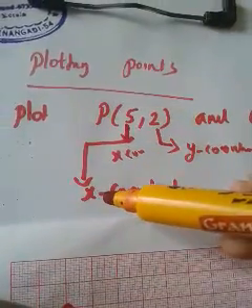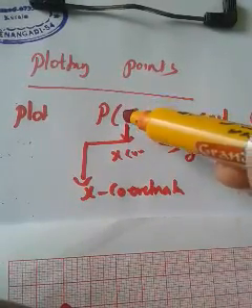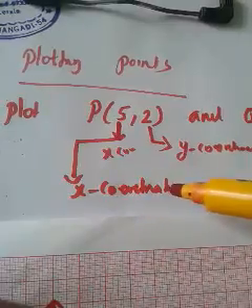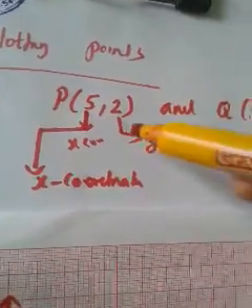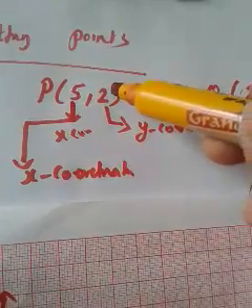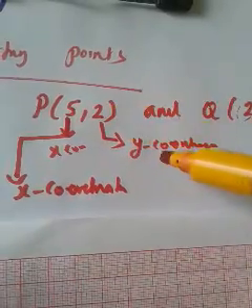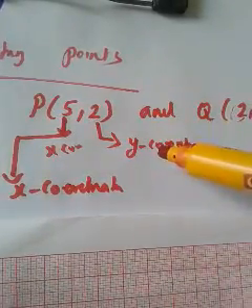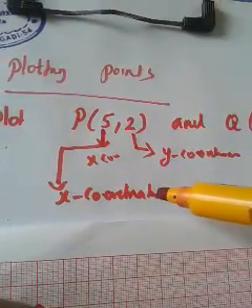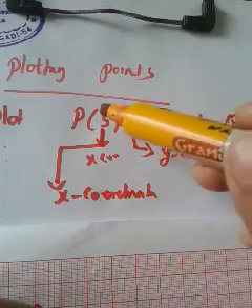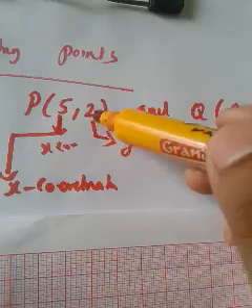So what do you mean by x coordinate? X coordinate means that this 5 you should choose from the x axis. That is the meaning of x coordinate. And what does y coordinate stand for? What is the meaning of 2 being a y coordinate? You should choose 2 from the y axis. I repeat, 5 is known as the x coordinate because you have to choose 5 from the x axis, and 2 is known as the y coordinate because you have to choose 2 from the y axis.